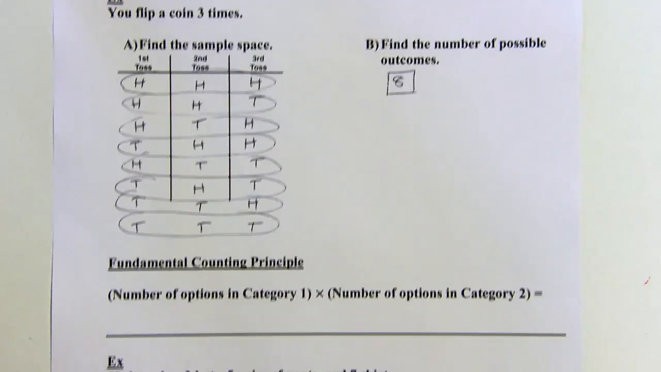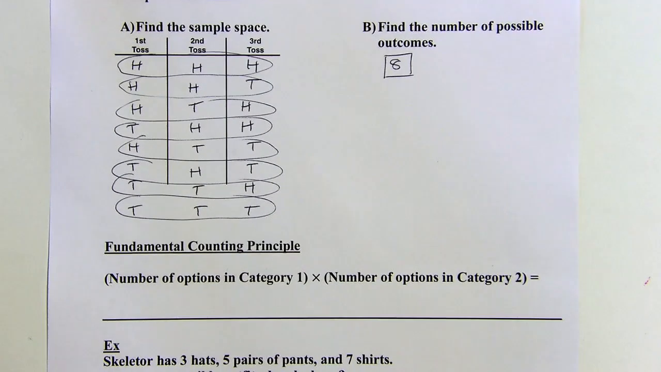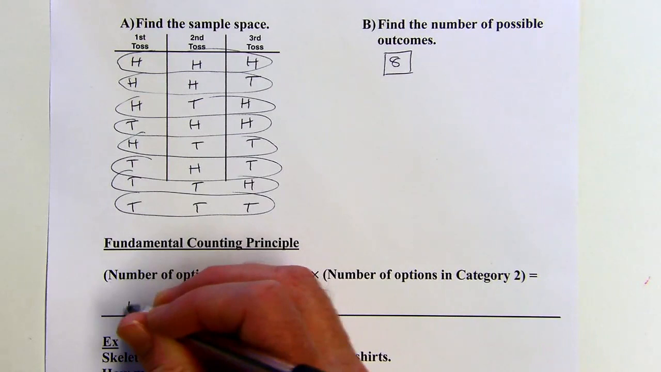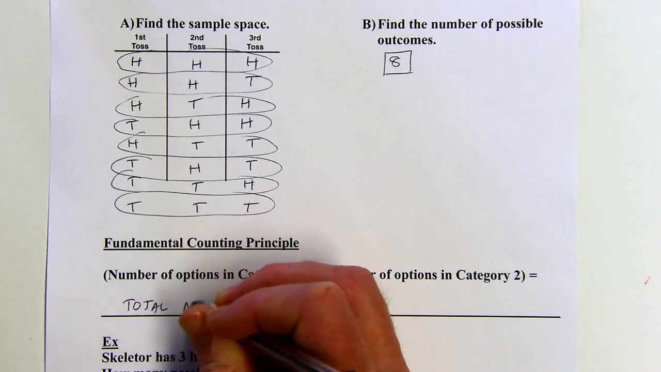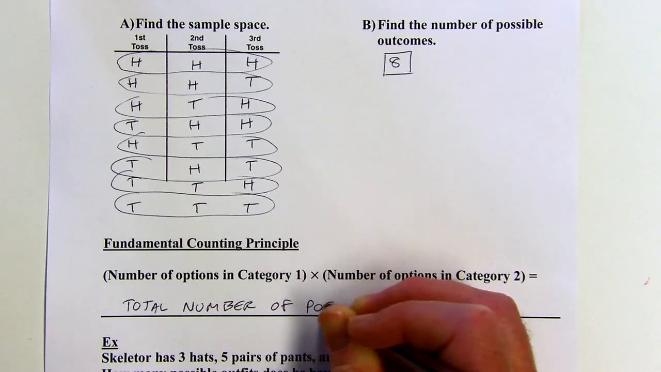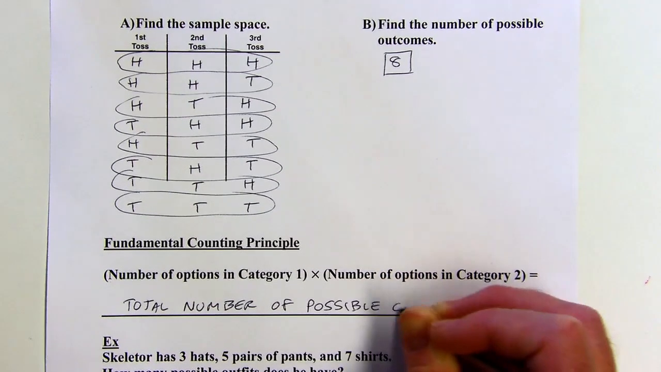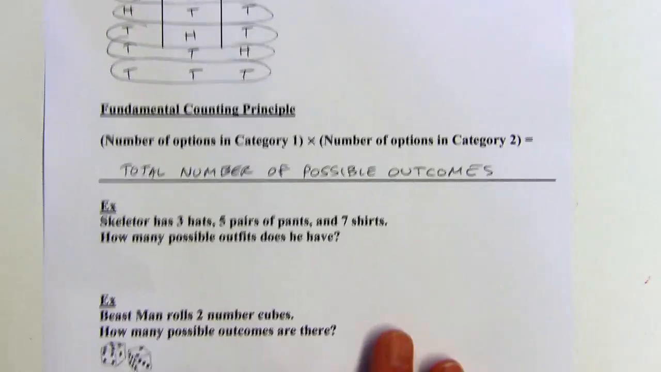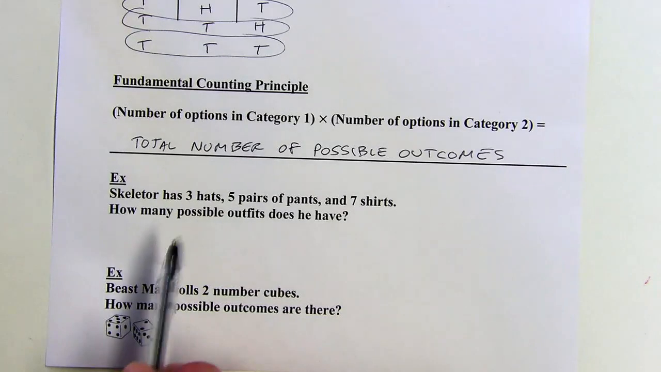Okay, so let's look at something called the fundamental counting principle. That says that the number of options in category 1 times the number of options in category 2 is going to be equal to the total number of possible outcomes. That's a little confusing, but it's actually pretty simple if you see it in action in an example. So let's look at this example here.